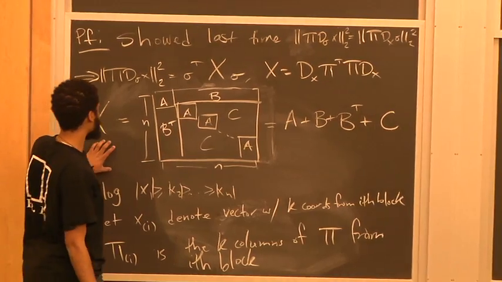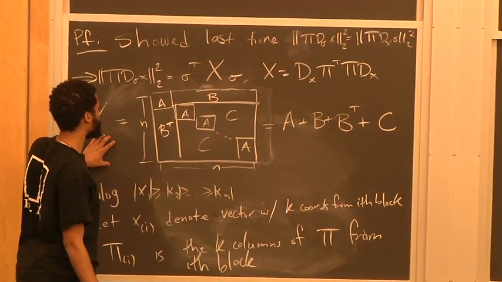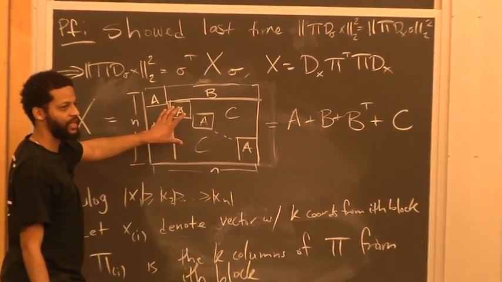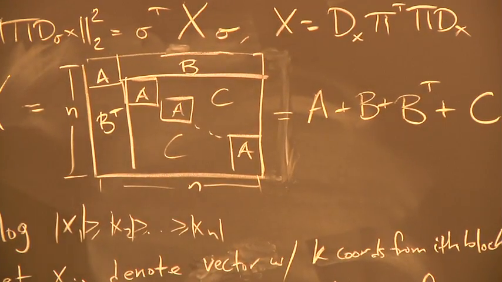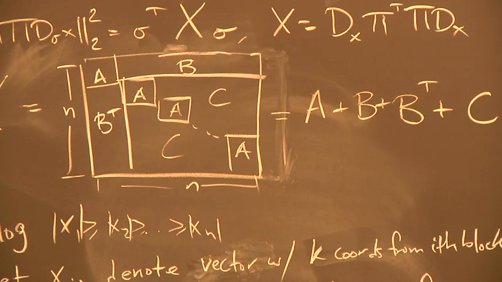So I can write x. Let me partition the entries of x as follows. Question? So just to clarify the notation, D x sigma is just like changing the diagonal to x and then sigma to a vector. Yeah, sigma is that vector, exactly.